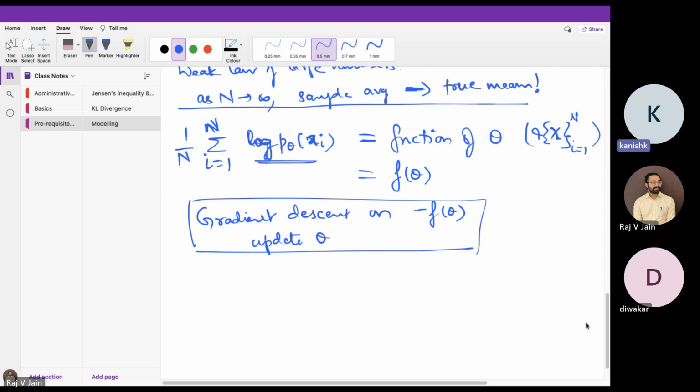So why are we not directly estimating the theta with the samples? With the samples you want to estimate the theta parameter?